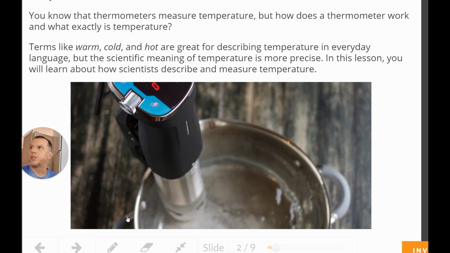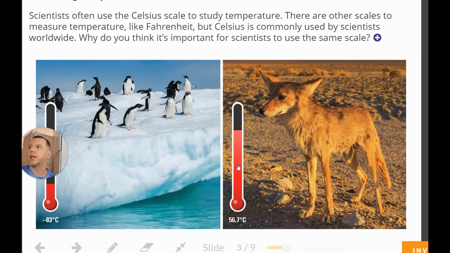It's going to start off with temperature. You know that we use thermometers to measure temperature, but how do you think that thermometer is actually working on the inside of the thermometer? We use words like warm, cold, and hot. Those are good for describing things, like this week it is probably, I would say, warm to hot. But what's the meaning of temperature behind that? So how do you get more precise with what you're saying? And that's what we're looking at here in this activity.